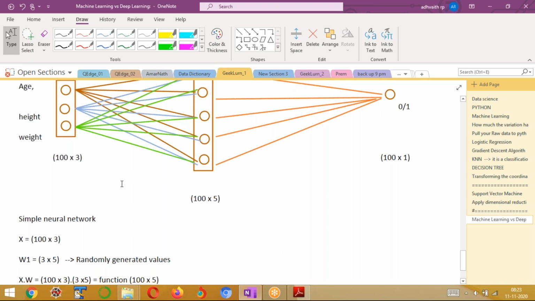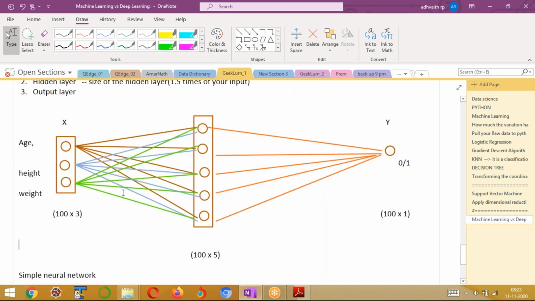So if you count the number of lines which I drew here, it will be 15 lines. Why? Because 3 here, 5 here. So obviously I could have drawn 15 lines, 3 into 5. Simple. 3 is your input, 5 is here. Simple logic. That means in each line, one W value will be passing. Like this actually it happens.